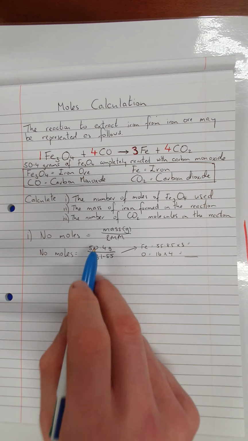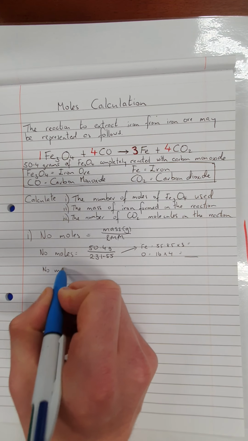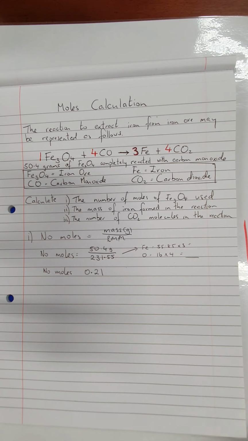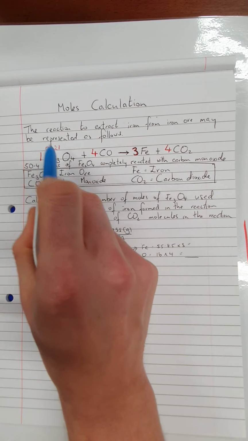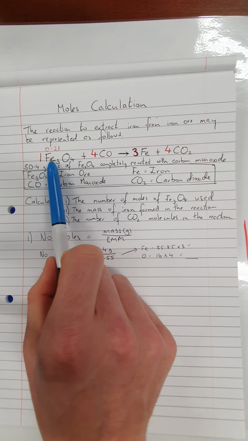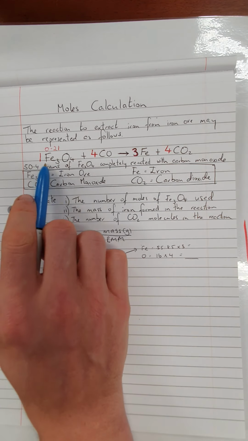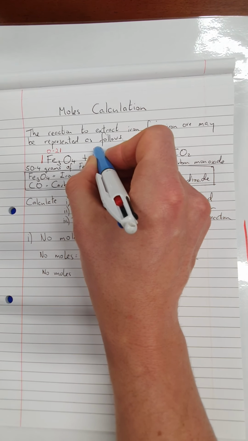Okay, when you do that and put that into your calculator, the number of moles that you end up having is 0.21. So that means that at the beginning, I had 0.21 moles up here. That tells me a huge amount of information. From this, now I can work out how many moles of everything else I had. Because if I had 1 mole of this at the beginning, well then I'm going to have 4 times that of this.